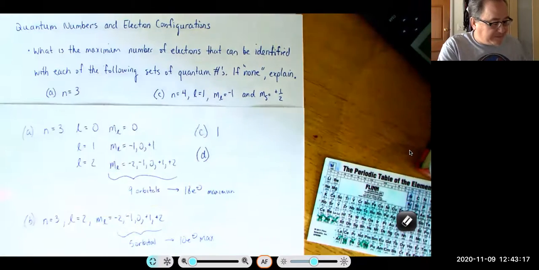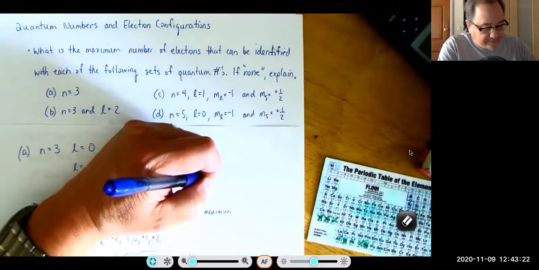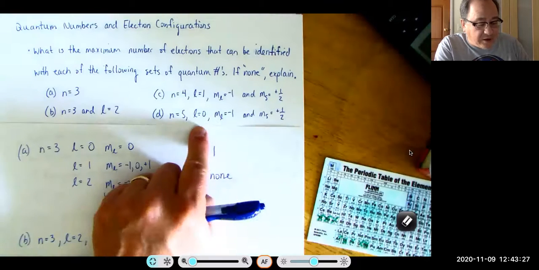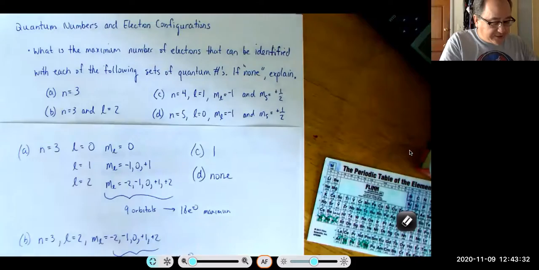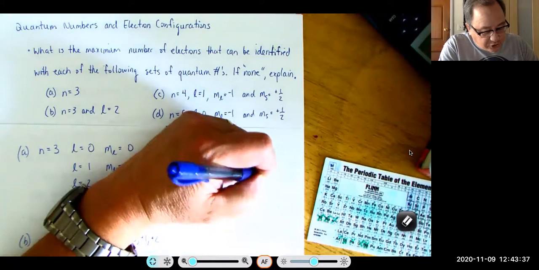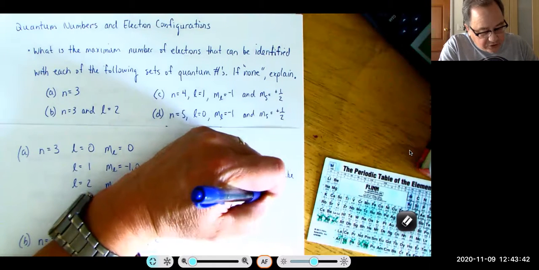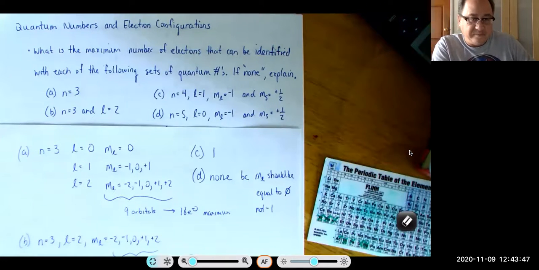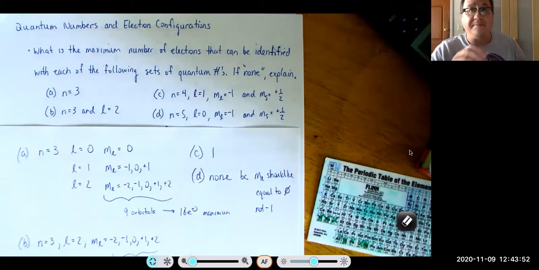How about D? None. Now, how do I know that it's none? Well, if L is equal to 0, M sub L is equal to 0. It can't be anything else. So this is no electrons, because M sub L should be equal to 0, not -1. Any questions there? Are we good? If we're good, give me a thumbs up.